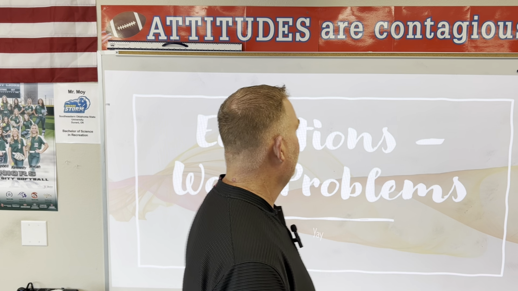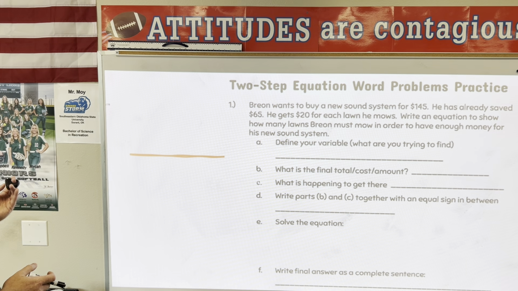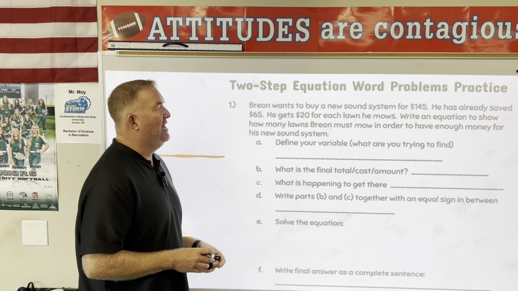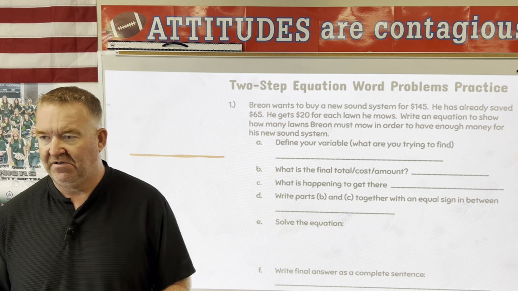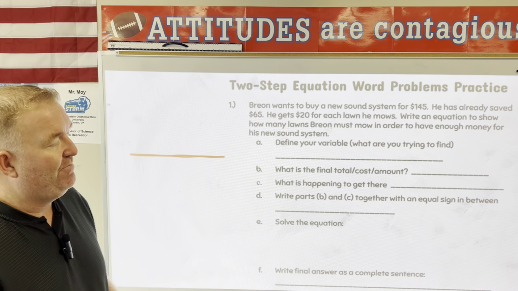All right, so let's just read through these. Let's figure it out. Let me turn my clicker on. All right, here we go. Two-step equation word problems. Breon wants to buy a new sound system for $145. How much does he want to spend? $145. So keep that in mind.